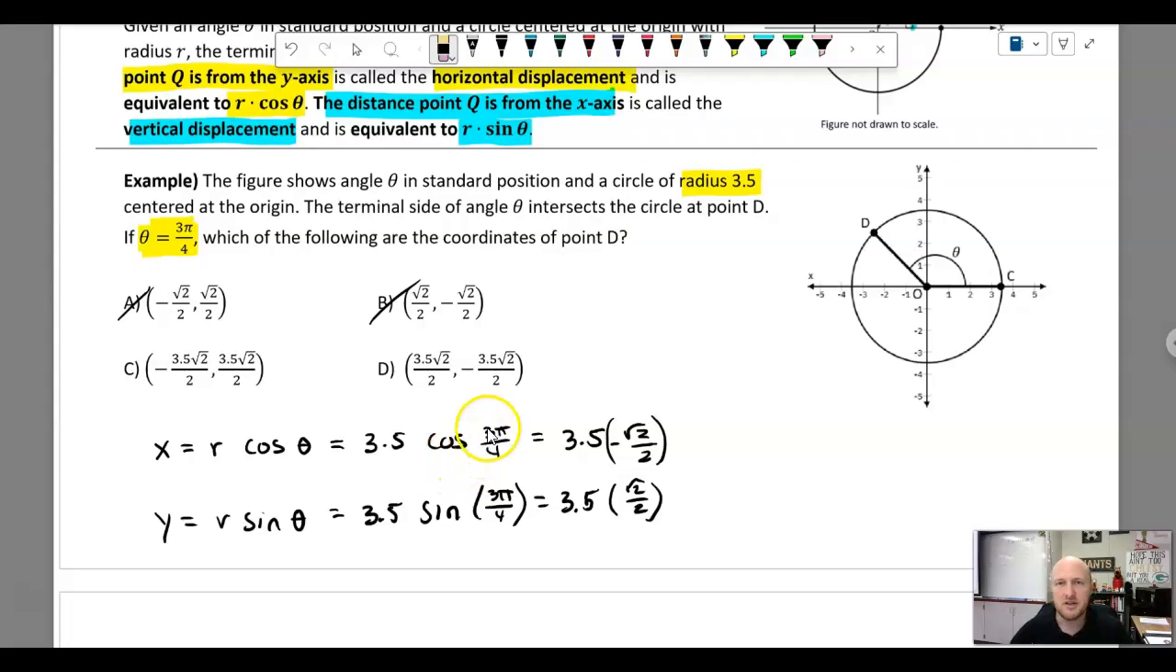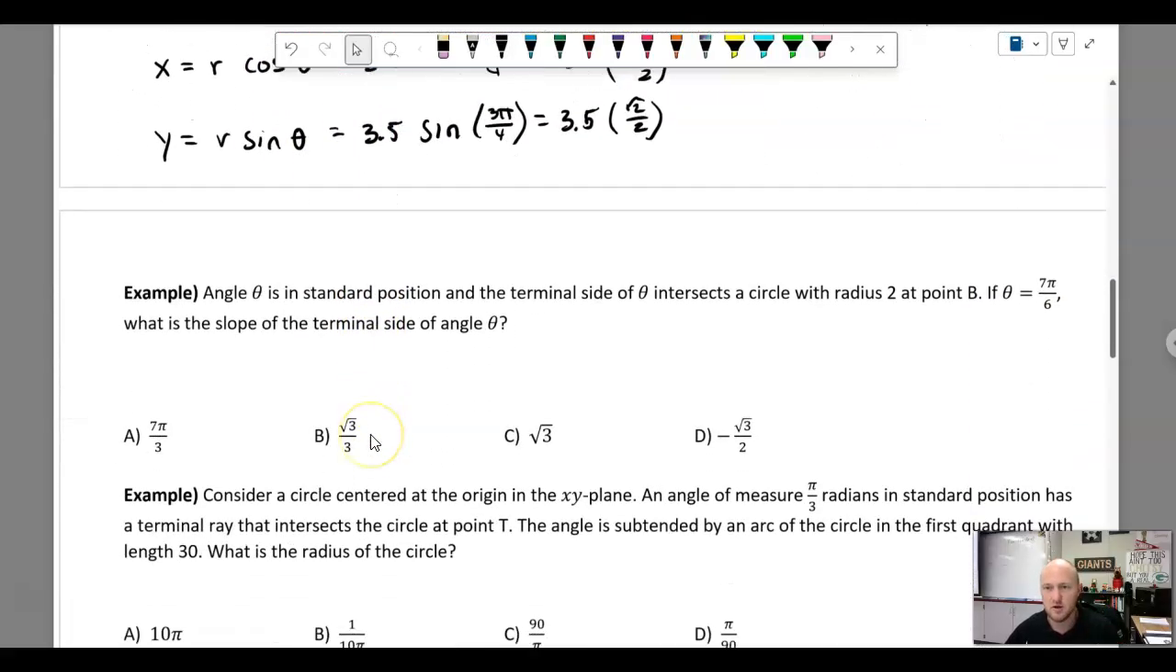Another way to think about this and eliminate answers is just think about this conceptually. You're given the picture, and you can see that point D is located in quadrant 2. So wouldn't you expect your x value to be negative? I'm going to throw away D right away because my x is positive and my y value is negative. So the answer here is C. R cosine theta is x, r sine theta is y.